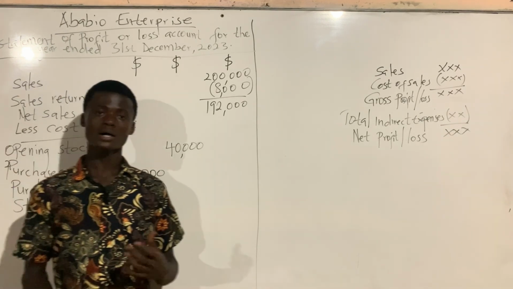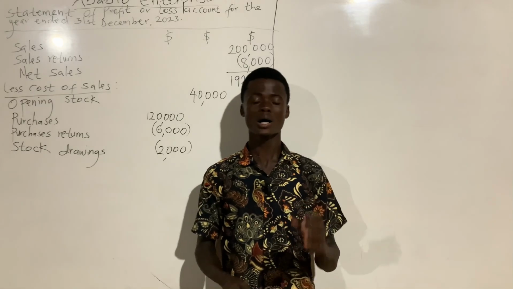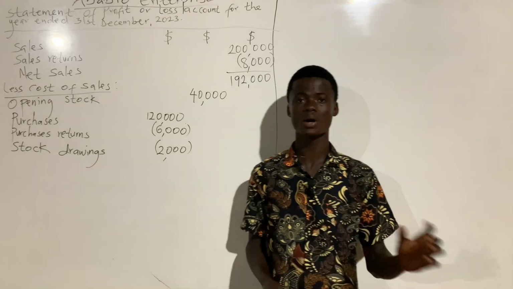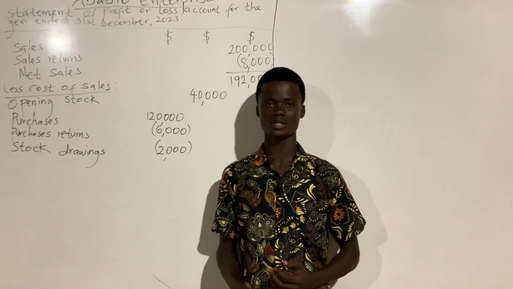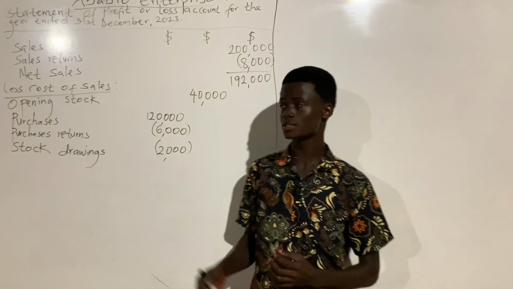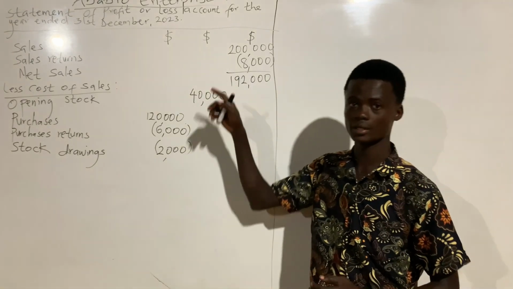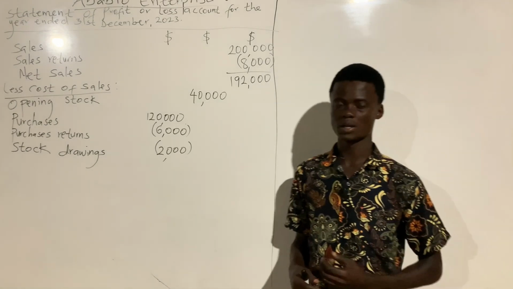So whenever part of these goods are used for any other purpose, or whenever part of these goods are returned back to our suppliers, that value of goods needs to be subtracted from our purchases, because we cannot match goods that we've returned to our suppliers against the sales revenue we generated to determine our profits. So that's why they are all subtracted from the purchases.